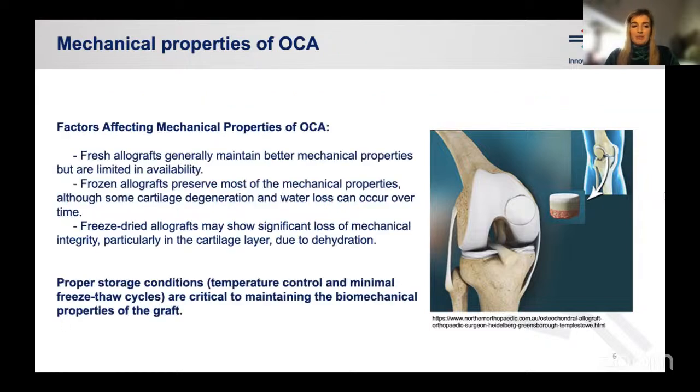The factors that usually affect the mechanical properties of OCAs are, of course, the preparation of allografts. We know that fresh allografts generally maintain better mechanical properties, while frozen or freeze-dried allografts are dehydrated, contain less water, and so are more fragile. So proper storage conditions are very critical to maintain the biomechanical properties of the grafts.